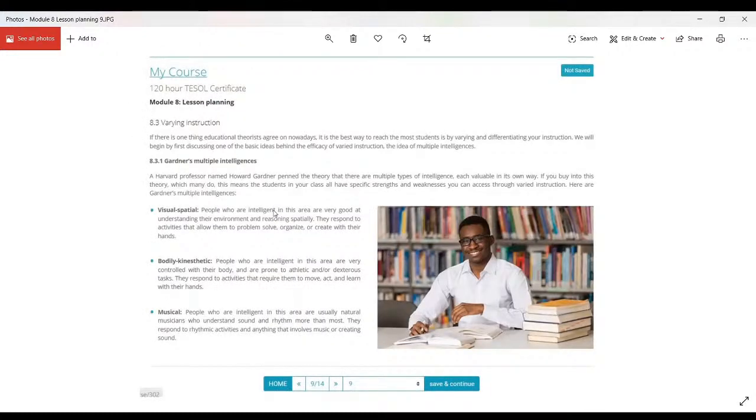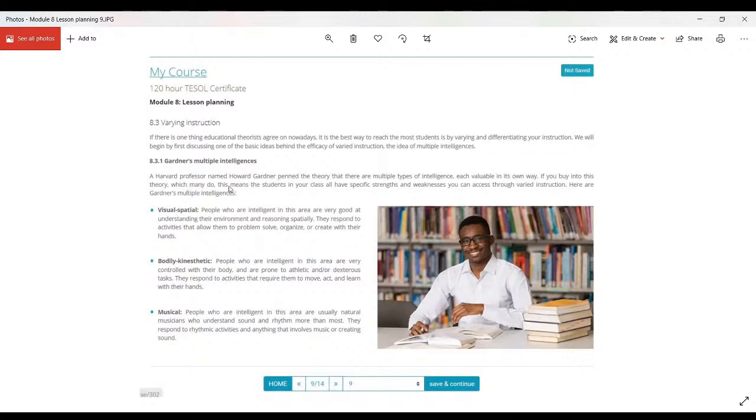The third part is varying instruction. Okay, if there is one thing educational theorists agree on nowadays, it is the best way to reach the most students is by varying and differentiating your instruction. Magiging boring kung walang ganun, ano? We will begin by discussing first one of the basic ideas behind the efficacy of varied instruction, the idea of multiple intelligences. Okay, 8.3.1 Gardner's Multiple Intelligences.